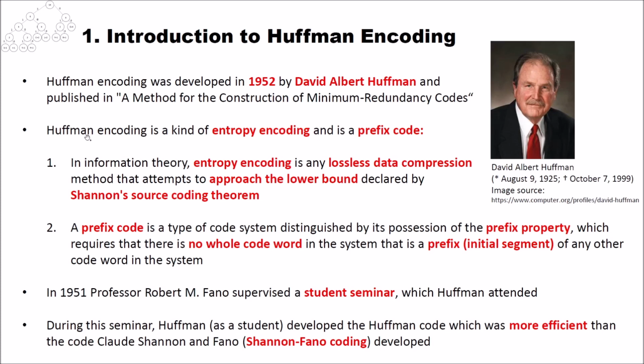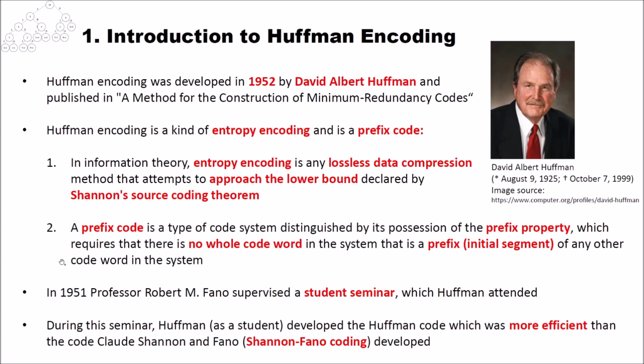What does this mean? In information theory, entropy encoding is any lossless data compression method that attempts to approach the lower bound declared by Shannon's source coding theory. And a prefix code is a type of code system distinguished by its possession of the prefix property, which requires that there is no whole code word in the system that is a prefix, that means an initial segment, of any other code word in the system.